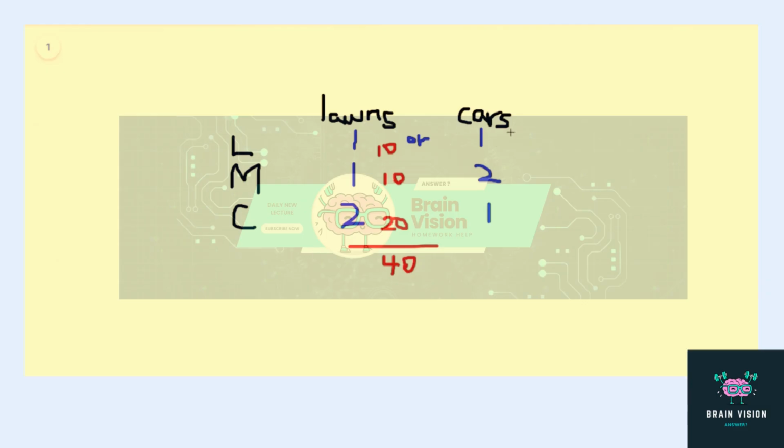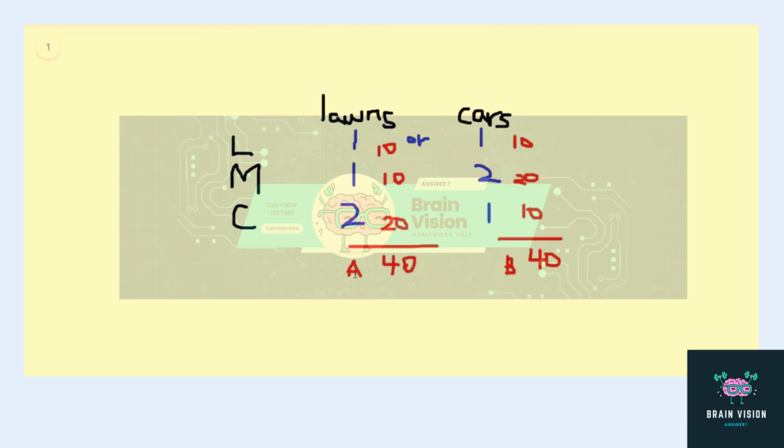And situation B, if they all spend their time washing cars, so this is 10, 20, and 10 here. So sum them up, it's also 40. Okay, so this is situation A. This is situation B.